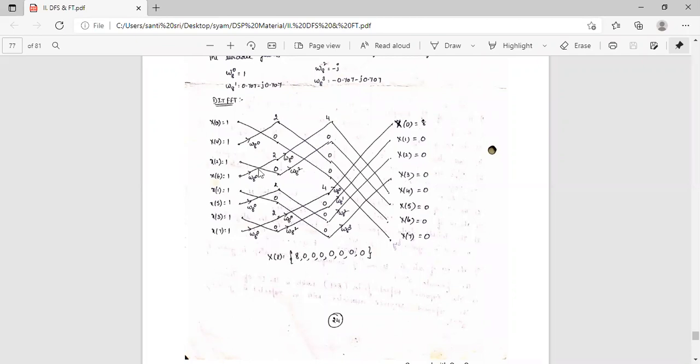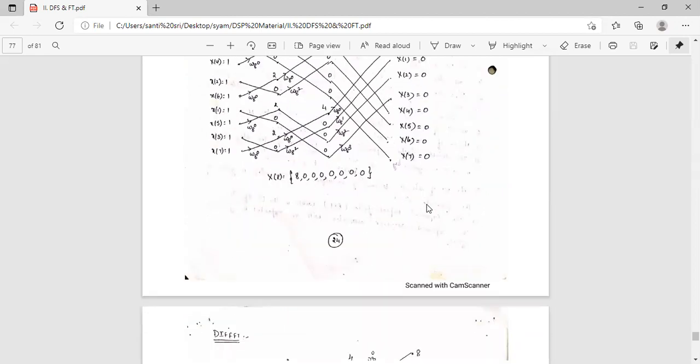Here the twiddle factors are W8 power 0, W8 power 0, W8 power 0, then W8 power 0, W8 power 2, and then W8 power 0, W8 power 1, W8 power 2, W8 power 3. Finally, we will get X of 0 is 8, and the remaining values are all zeros. This is the DIT-FFT for the given problem.